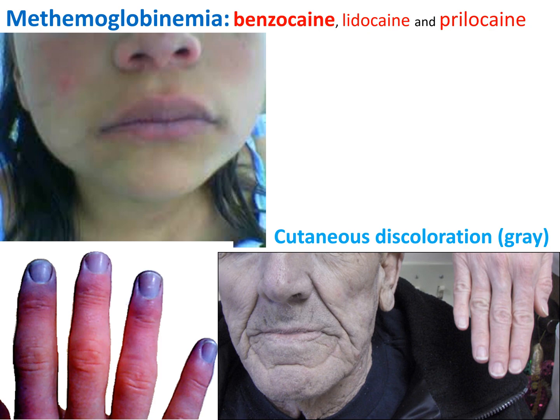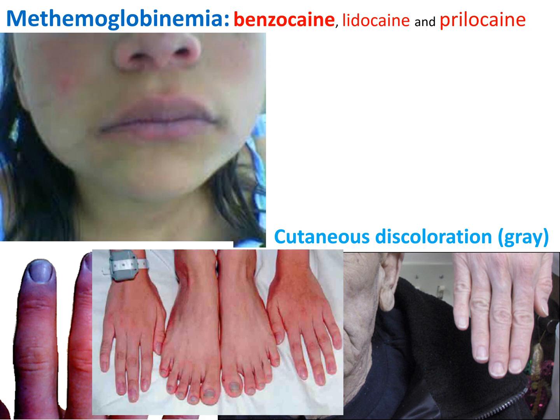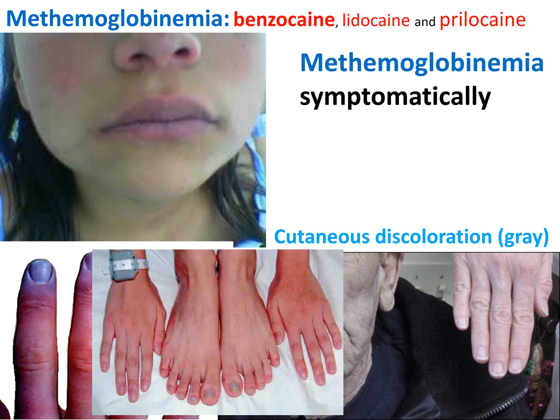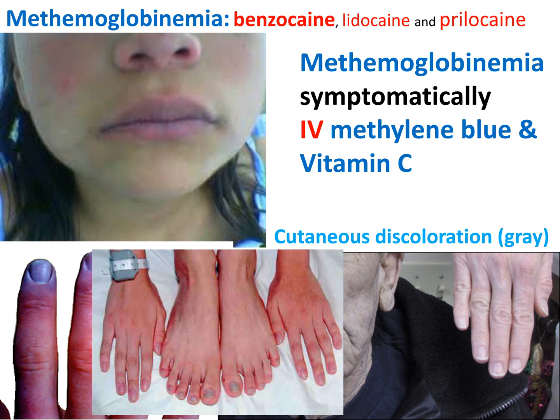Methemoglobinemia should initially be treated symptomatically. Then subsequent treatment will be guided by the blood levels of methemoglobin. Here, most probably, we need to give methylene blue IV and also vitamin C IV. And in some cases, the use of hyperbaric oxygen may be required, specifically in severe cases.